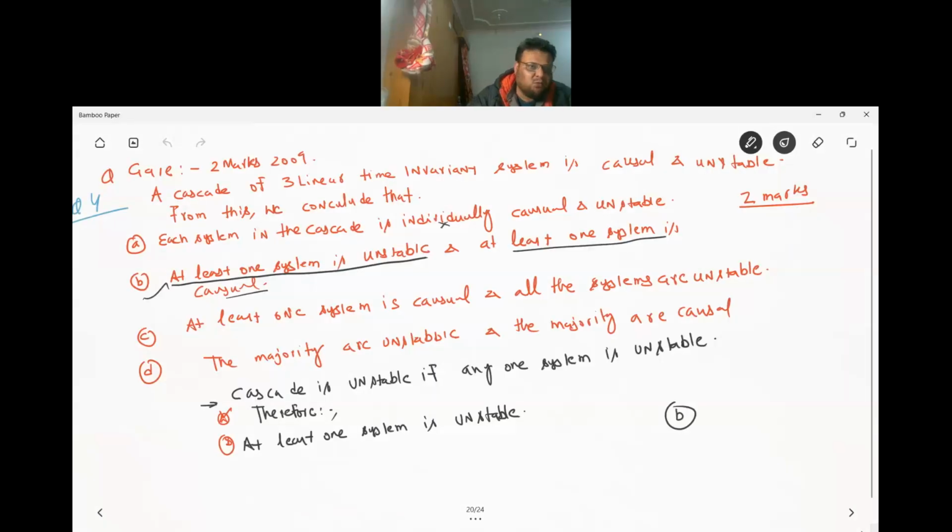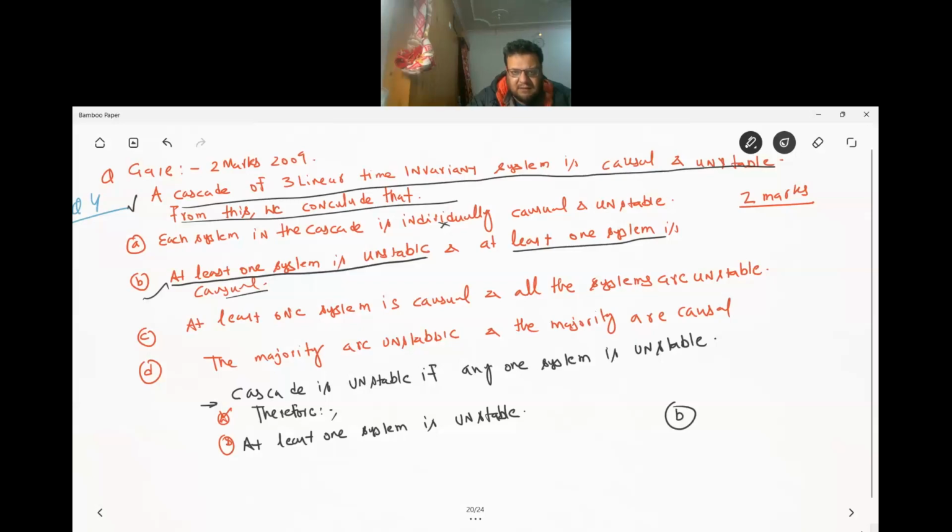So from that conclusion, you can just govern. Okay. Now, one more question is there. Question number 4. A cascade of three time invariant systems is causal and unstable. From this, we conclude: each system in the cascade is individually causal and unstable.